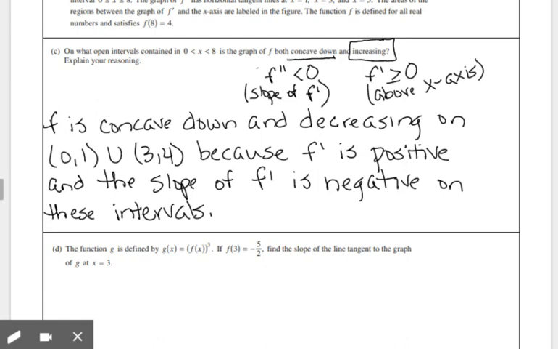Okay, looking at points for this one, it was worth 2 points. So did you get the intervals? And did you provide an explanation?